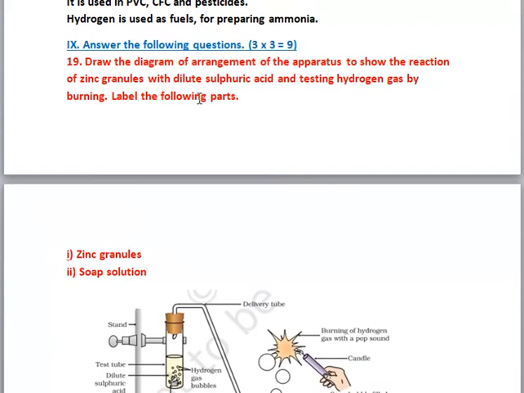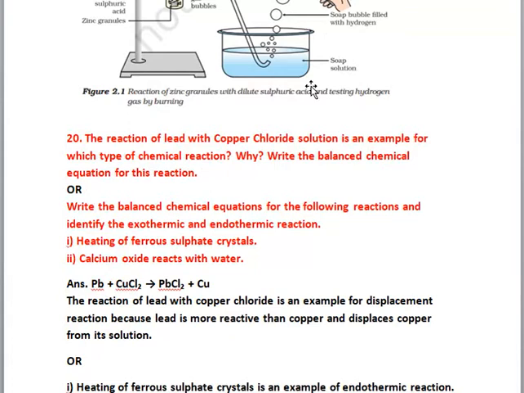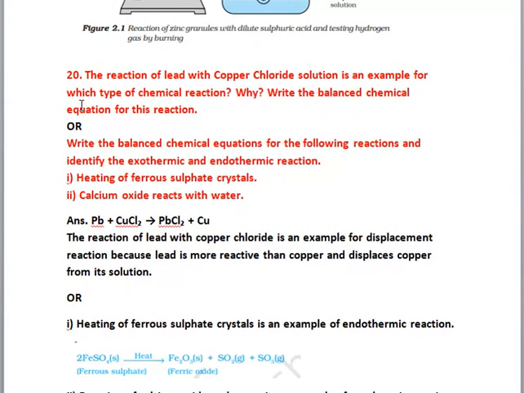See, in the question they have asked to show the reaction of zinc granules and testing hydrogen gas by burning. Label the following parts. So you can see in this diagram the hydrogen gas is also tested using a burning candle. The candle burns with a pop sound. This is a test for hydrogen gas. You have to practice this diagram also, because this diagram is also very important.